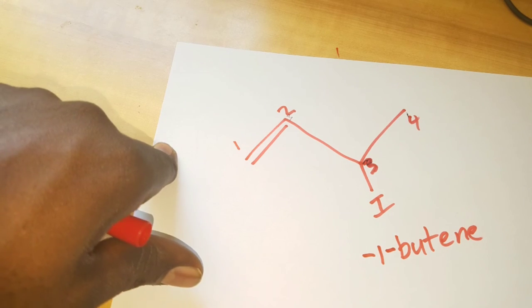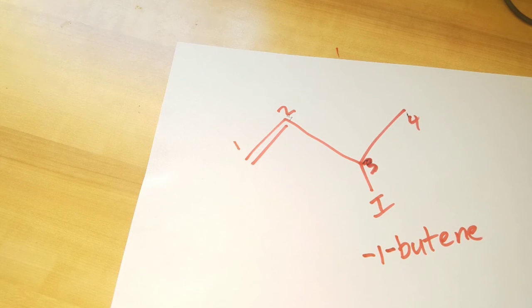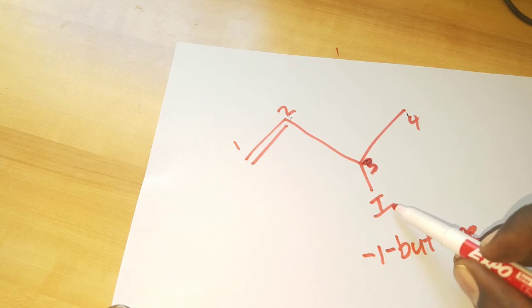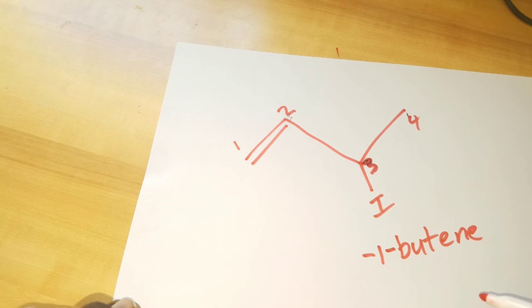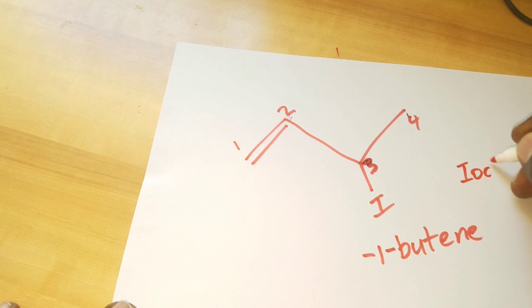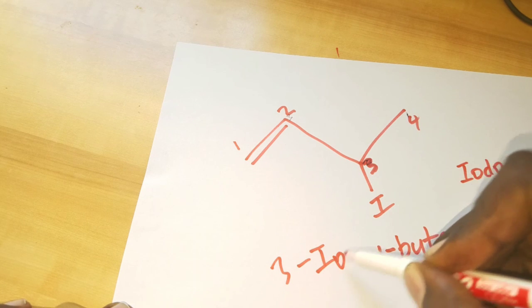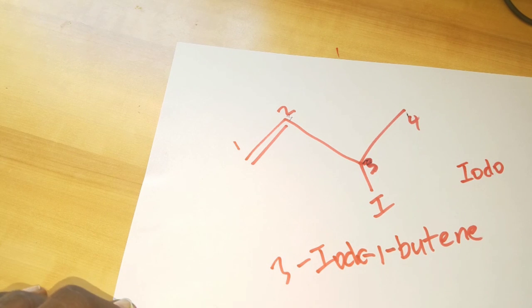Then we can identify our substituent. We already know where it is, we just want to tell what it is. It's at position 3. But what is it? It's iodine. And as I said previously, we use shortened versions of these names, so it's iodo for iodine. So it's 3-iodo-1-butene. There you go, and that's it.